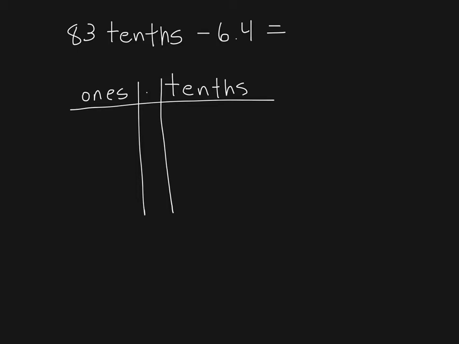So I've got 83/10 minus 6 and 4/10. So I'm going to write 83/10. I know that every 10/10 is 1 whole, and I've got 80, so that means I'm going to have 8. Whoops, I forgot. I have to make my place value discs. I'm going to have 8 discs in the ones place, and I have 3 discs in the tenths place.